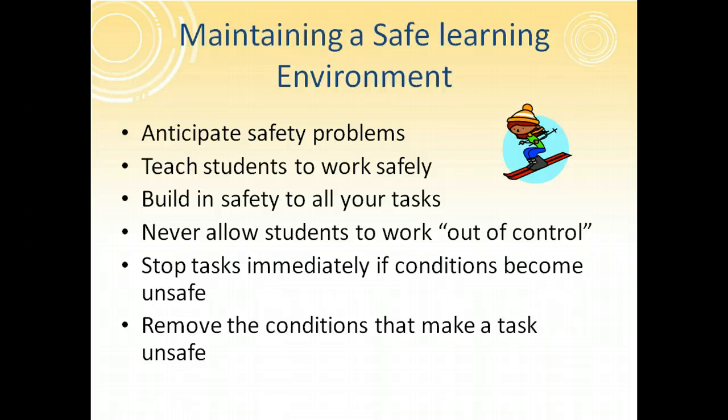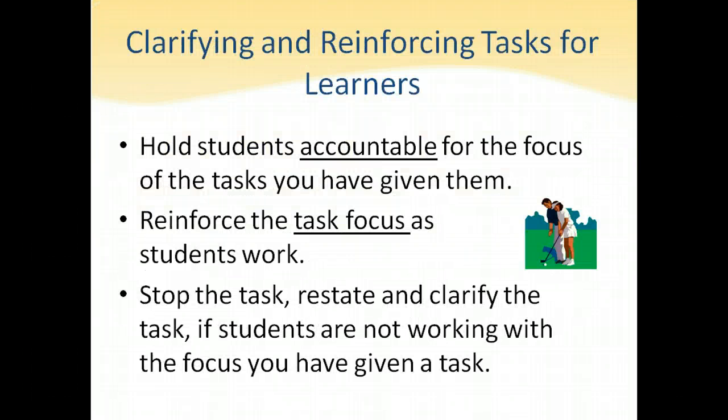For instance, if it's raining outside and your gymnasium has a leak in the roof, you need to make sure that when the roof starts leaking onto the floor, that is an unsafe situation. So you need to remove the students, stop the tasks if the conditions get worse, try to get it fixed and remove those problems. But if you can't do it, you're going to have to find a plan B for your lesson. As a teacher, you're going to clarify and reinforce tasks for learners.